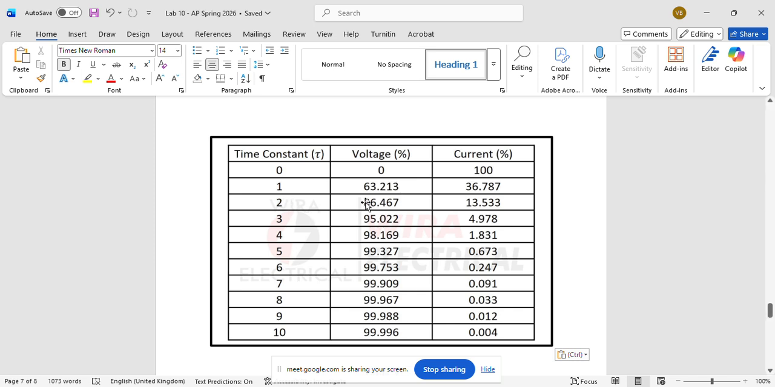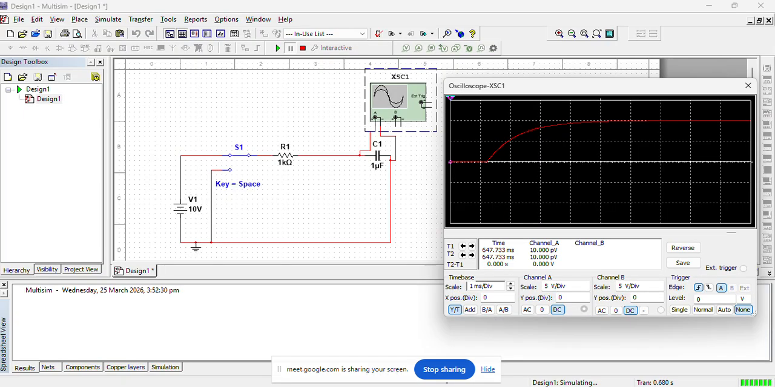Similarly, after two time constants, this should have 86%, means 8.6 volt. And similarly, after 5 time constants, 99% means capacitor should gain 9.9 volt. Let's try to verify it. These are the cursors which will help us to measure the voltage.